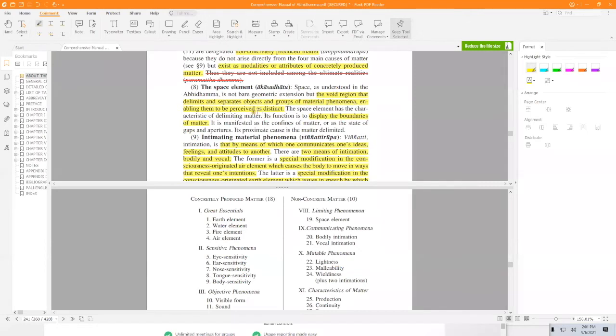Enabling them to be perceived as distinct. So it has the characteristic of delimiting matter and enables the material objects. It displays the boundaries of material objects. Examples given of the space element would be the space in the mouth, the empty spaces in the ears, the empty space within the belly, the space of the intestines, and the space in a cup that enables me to fill it with water.